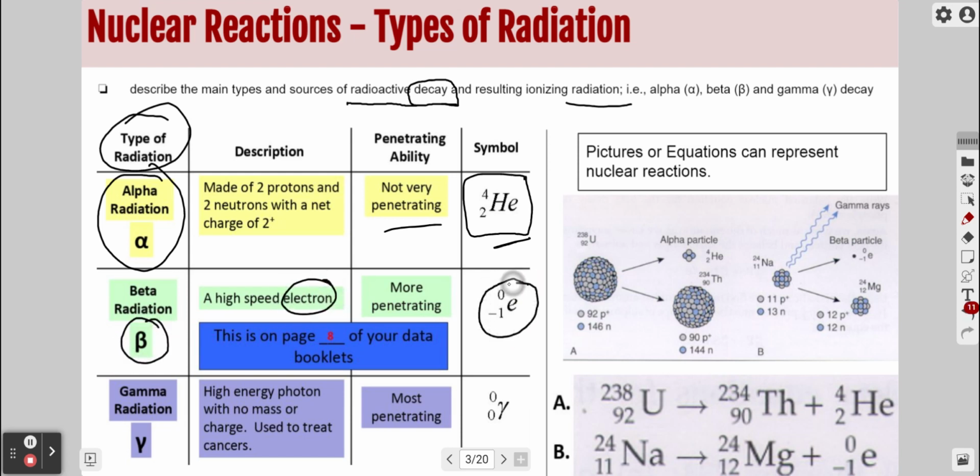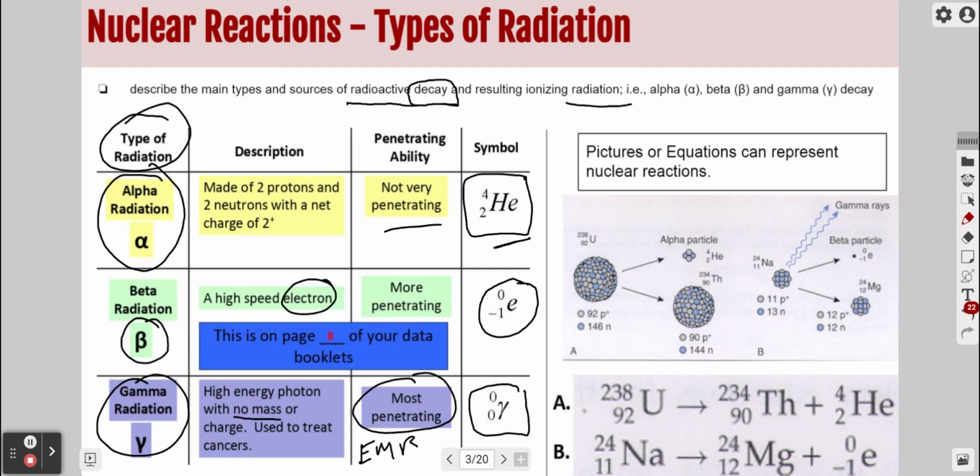Then we have beta radiation, and this is a high-speed electron moving very quickly. It's more penetrating, so it can go a little bit deeper. And then gamma radiation. This is very penetrating. It does not have mass, as you'll see from its symbol here. It's got no protons or neutrons or electrons, so it does not have mass. It's electromagnetic radiation, EMR, that we studied in the last unit. This is the stuff that can go right through you.